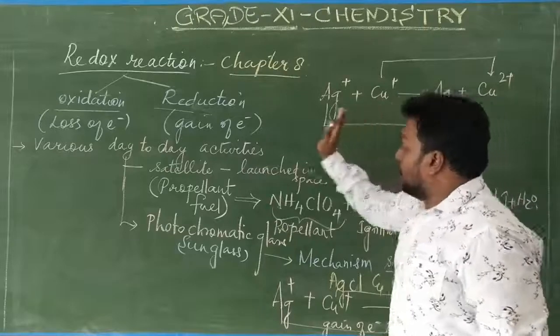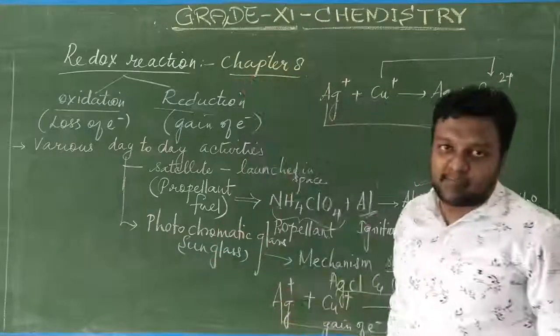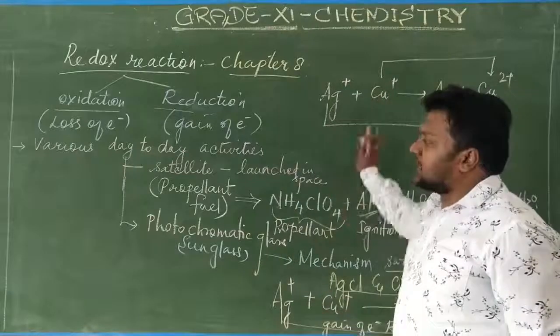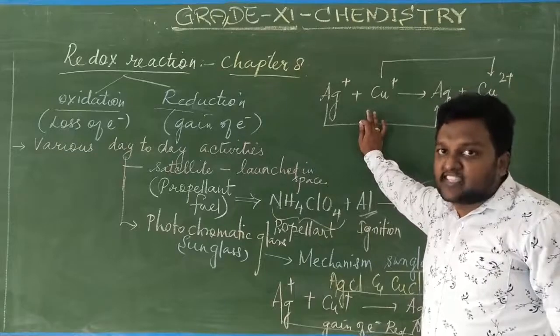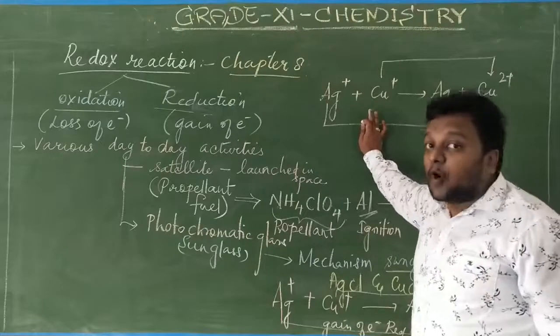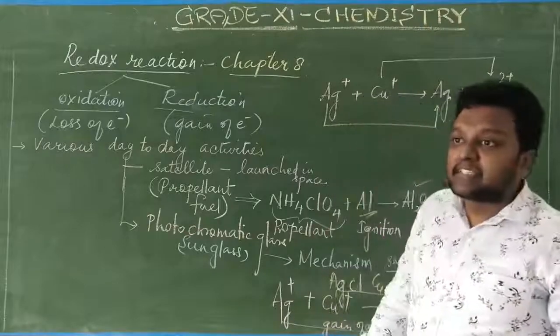You just need to know that the mechanism in photochromatic glass is the redox mechanism. It is just illustrative. The equation or the example is not given in your textbook anyway, but in the competitive exams it will be asked. So that is why I am writing the example equations on the board.